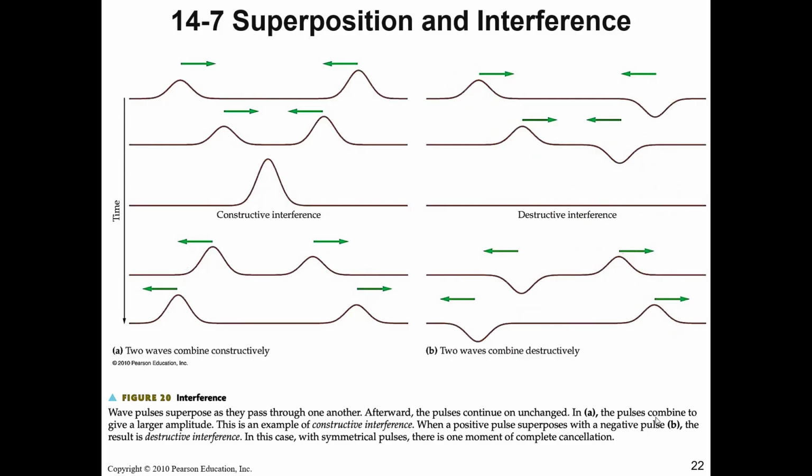So if the pulses combine to give a larger amplitude, this is called constructive interference. And on the right-hand side, there is a positive pulse and a negative pulse, and when they superpose, it gives rise to a destructive interference, where there is a moment where those two waves completely cancel each other. So y1 plus y2 equals 0 at this moment.